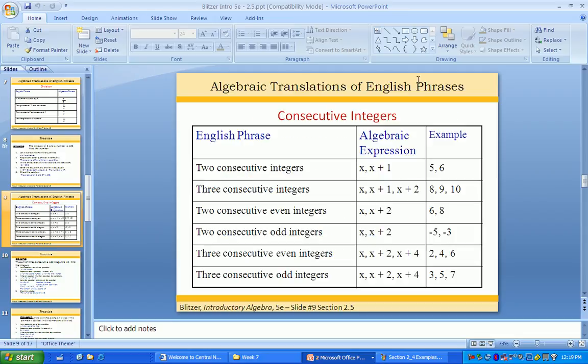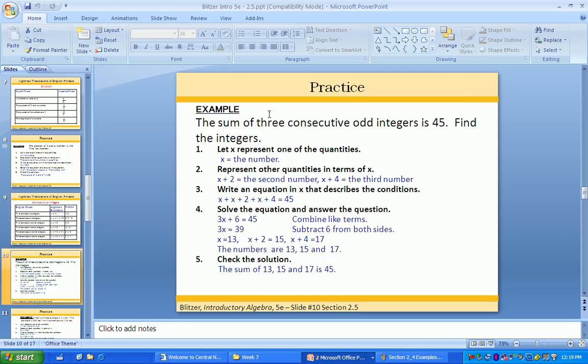Here's just another English translation of some phrases. Consecutive integers. We know an integer is just a whole number. Consecutive means one after another. Here's a good word problem. The sum of 3 consecutive odd integers is 45. Find the integers. So the sum of 3 consecutive odd integers is 45. So we know that one number plus another number plus another number is equal to 45, and they're consecutive. And since they're odd, we know they're going to be adding 2 to each one.